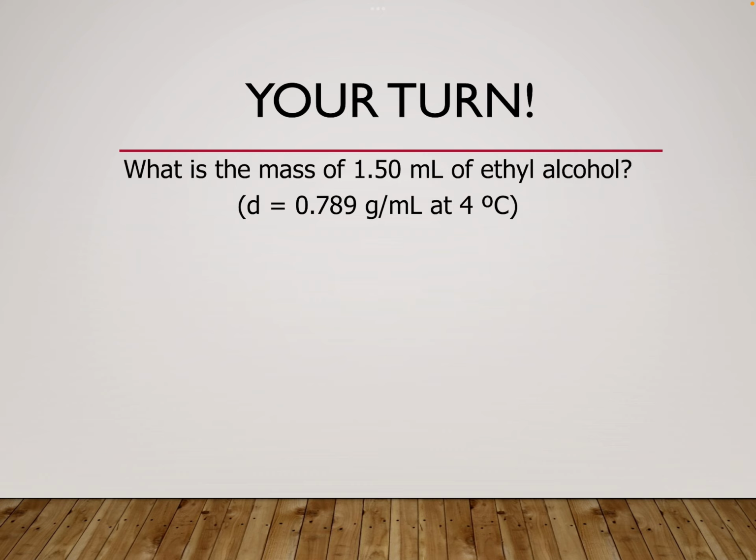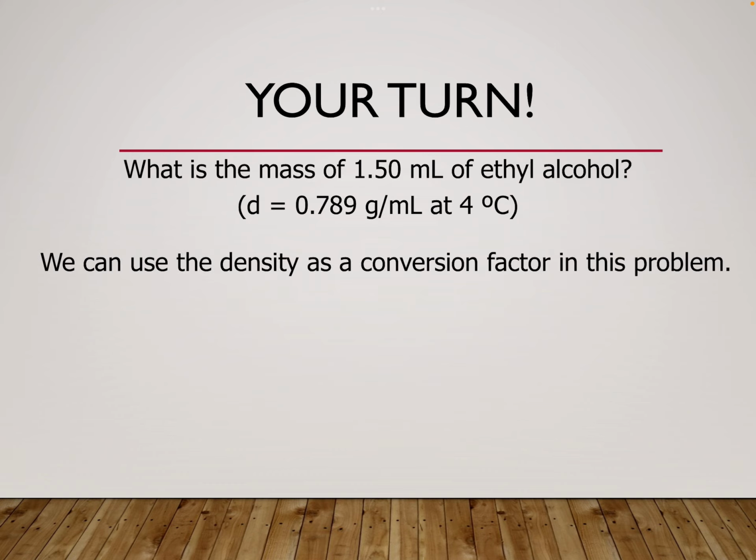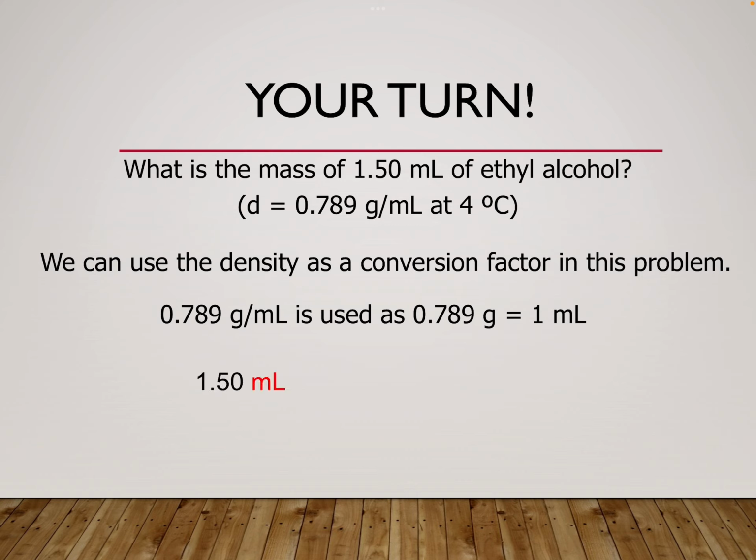Alrighty, so our first thing we need to think about is, what are we starting our train track with? Well, remember, we can't start it with density because density is a conversion factor. So we will start with our milliliters. There's our milliliters. Again, I wanted you to use density as a conversion factor in this problem. So that 0.789 grams per milliliter, we're going to use 0.789 grams, remember the number goes with grams, equals 1 milliliter. And then we need to know which part goes on the top or the bottom.